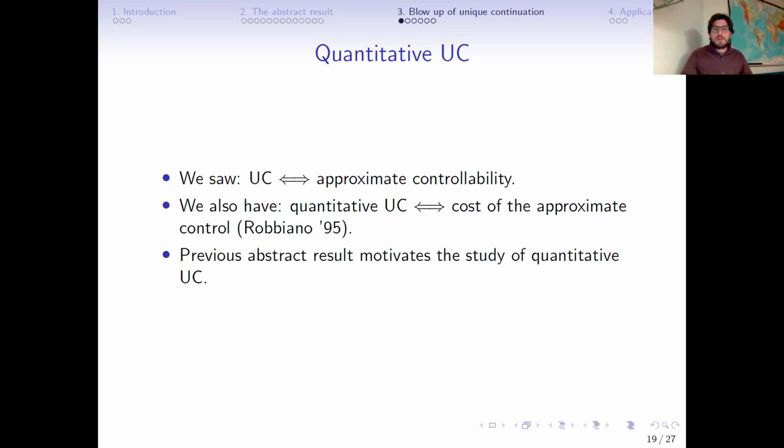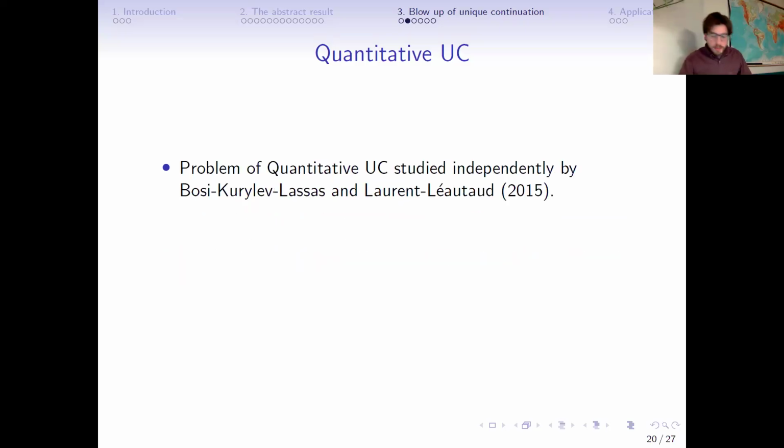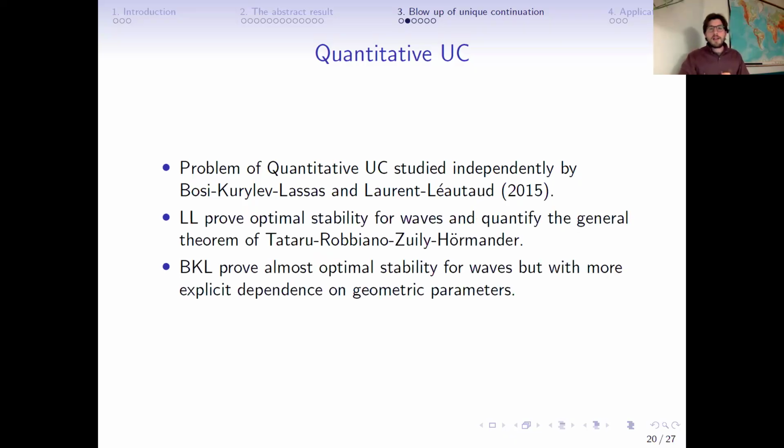So what we just saw motivates the study of the problem of quantitative unique continuation. So what do we know about it? For the wave equation in 2015, there are independent works by Bosi, Kurylev, Lassas, and Laurent-Léautaud that prove quantitative estimates for the wave equation in slightly different contexts.